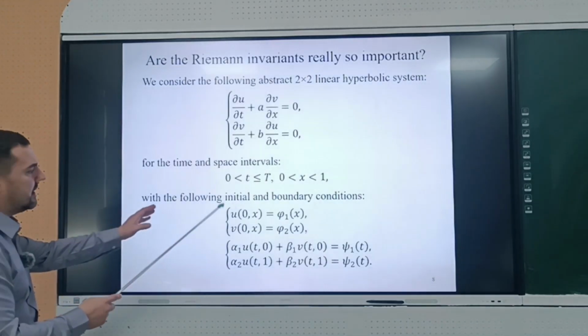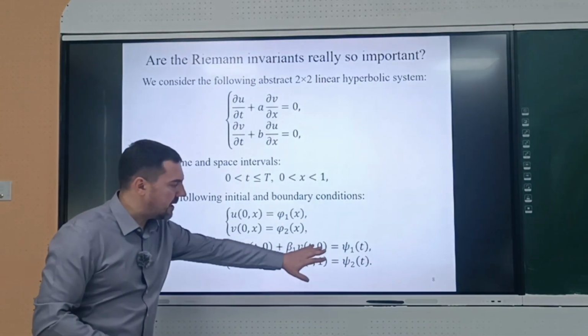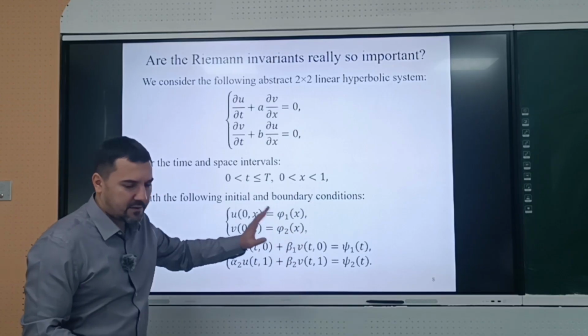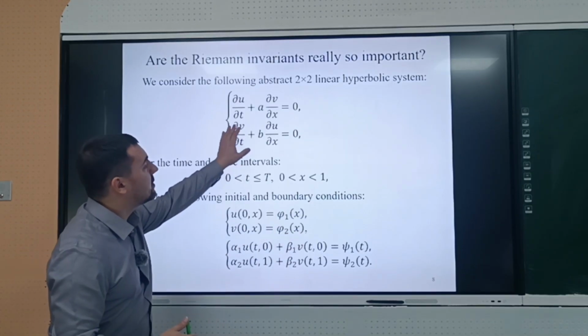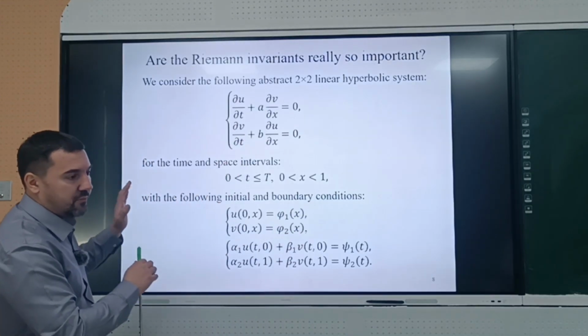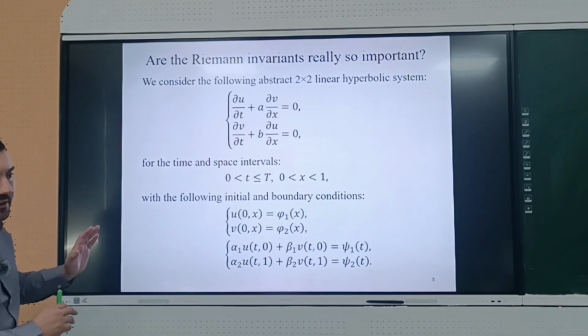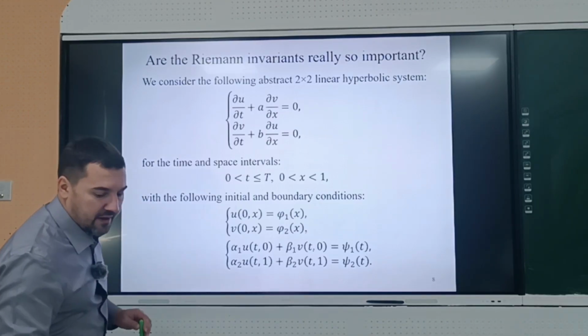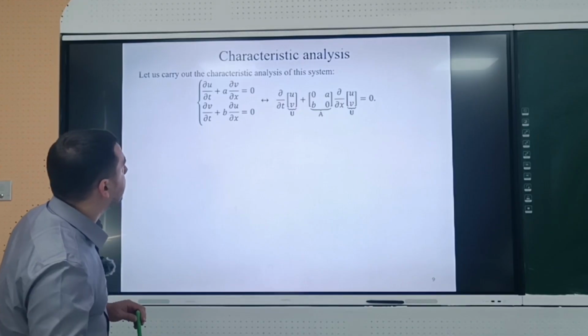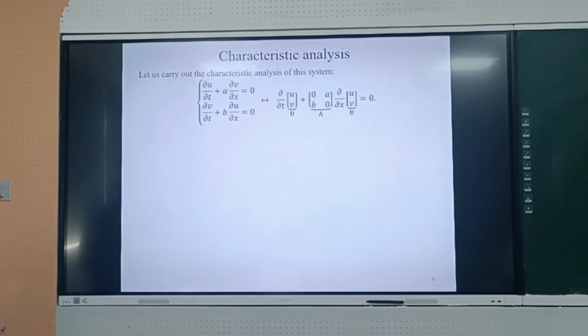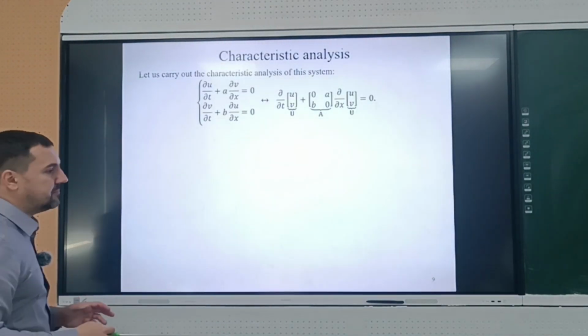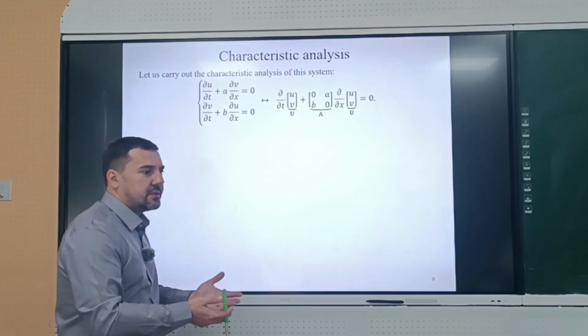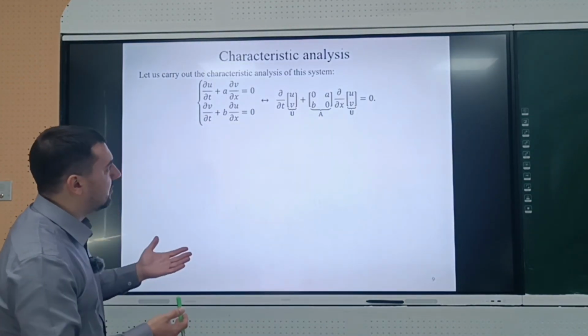And we have some initial condition, and actually it turns out that we have such boundary conditions, so that's not too important now. We want to solve this equation. We want to build some numerical scheme for the solution of this equation. First of all, let's analyze it. Let's carry out the characteristic analysis. So when you meet this system, first of all, you should know what type of system it is, how can we deal with it.